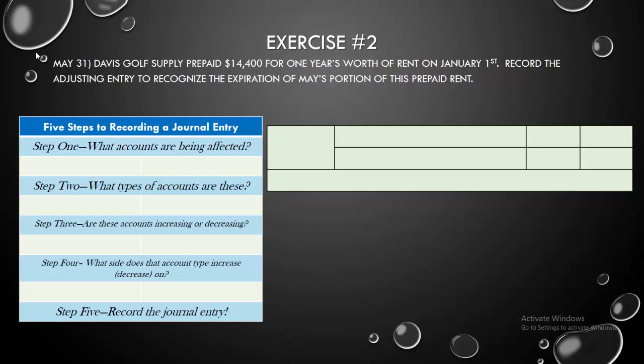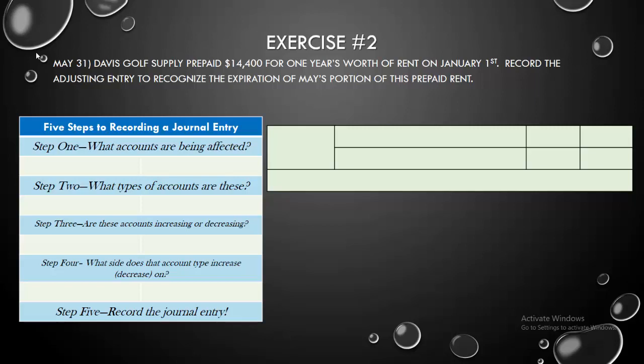And the first example we have is that Davis Golf Supply prepaid $14,400 for 1 year's worth of rent on January 1st. So that happened in the past and it's on our books. But still, as time passes, we're going to have to account for this rent. We're going to have to record, in this case, the adjusting entry to recognize the expiration of May's portion of this prepaid rent. Well, what two accounts are being affected?